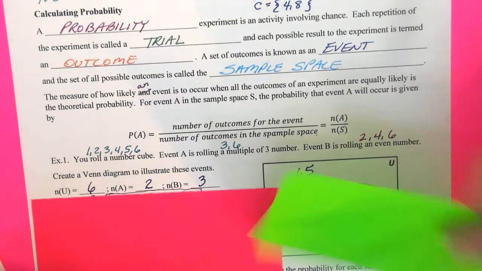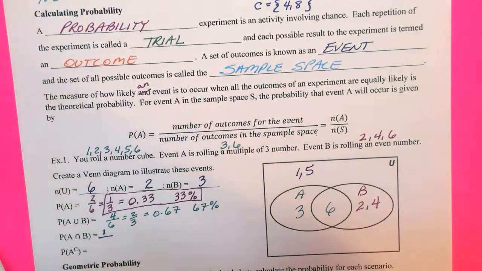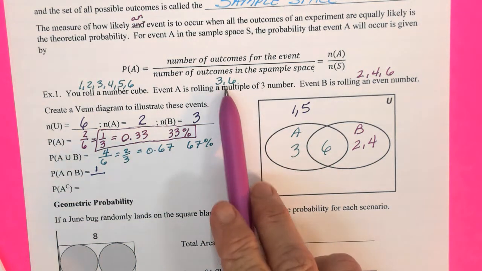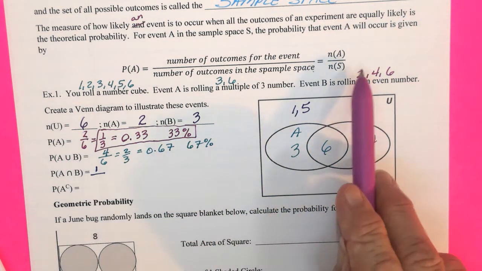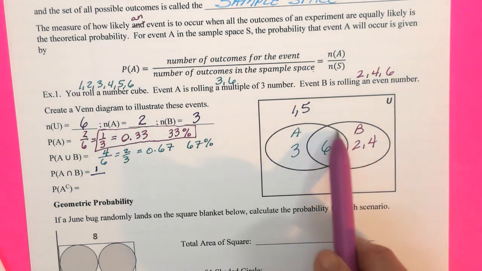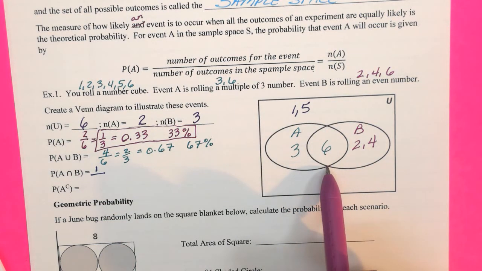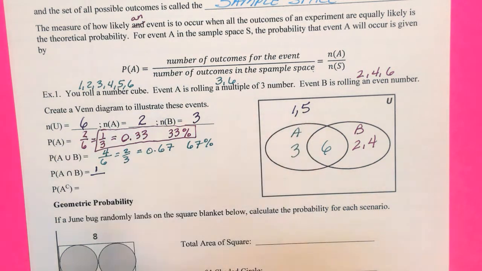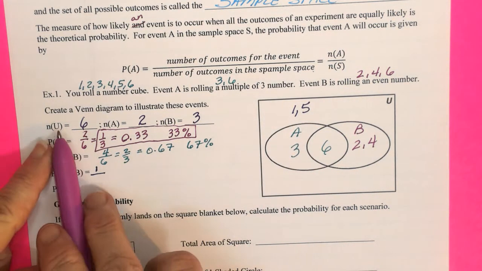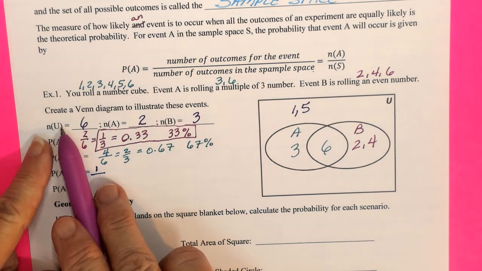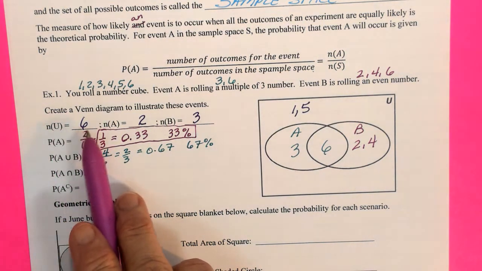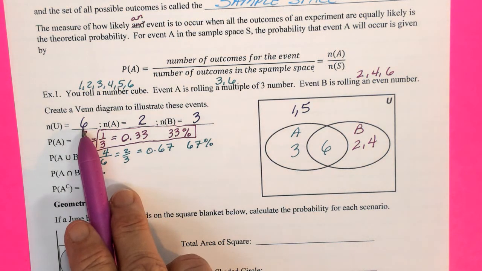So then we go to work through the math. I've got a Venn diagram for us that shows all 6 numbers for the number cube. Since 3 and 6 are both in set A, and 2, 4, and 6 are in B, I've got 6 in the middle as the intersection. 1 and 5 are not in A or B, but they are part of the universal set. So here we go. How many elements are in the universal set? We know that's what this lowercase n next to U means. There are 6 elements on the number cube that could be rolled.